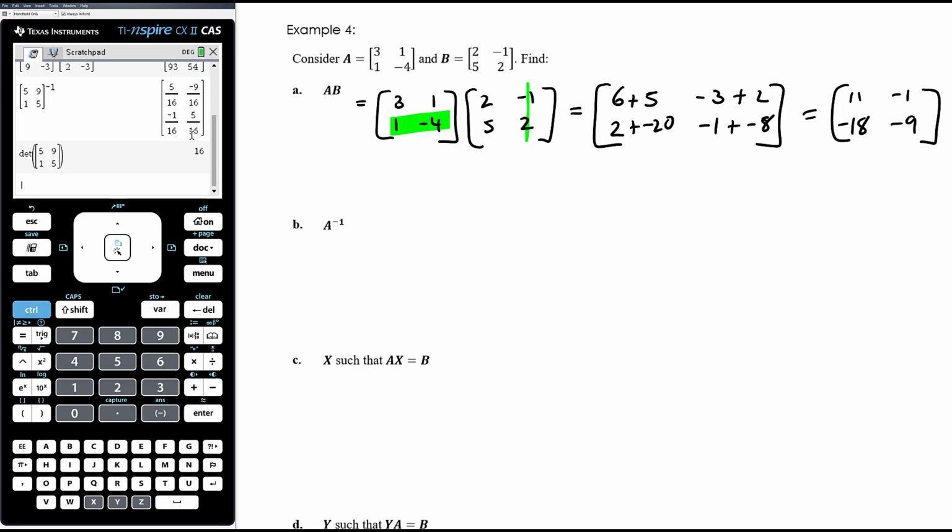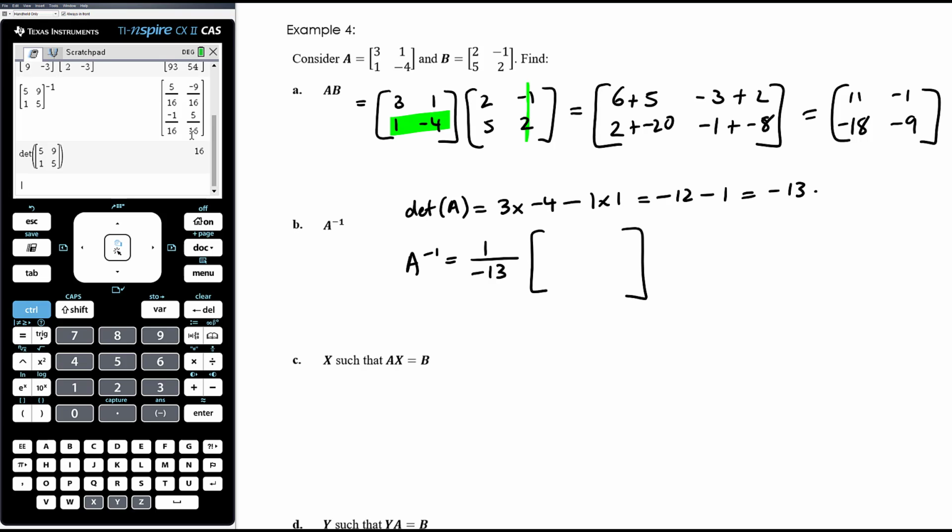Okay, part B, we want to find the inverse of A. So our determinant is going to be AD minus BC, so that is 3 times negative 4 minus 1 times 1, so that's negative 12 minus 1, which is negative 13. So our inverse of A is going to be 1 over that determinant, negative 13, and we reshuffle the numbers by switching the numbers on that diagonal, so that becomes negative 4 up there and 3 down there, and leaving these numbers where they are, but making them both negative.